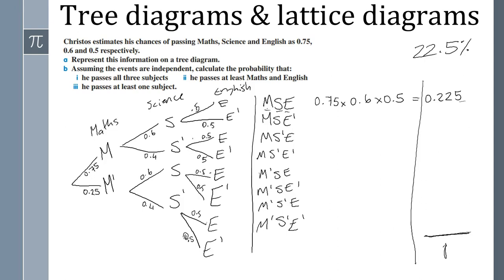And the second question, he passes at least maths and English. So in this one here, he passes maths and English. Here he passes maths and English, and that's it. Okay, so I also need to figure out the probability of this. So 0.75 because he passed maths. Now he failed science, and there was a 0.4 chance of that happening, and passed English.